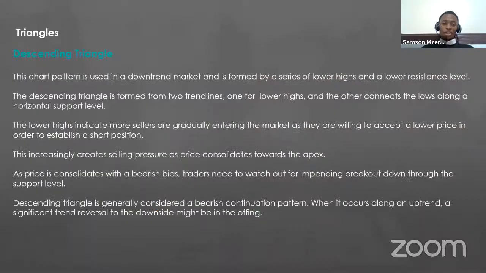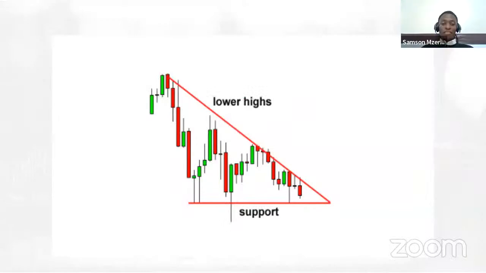Then we can go to the inverse, the opposite. For a descending triangle, maybe you can just show the image of an example. Yeah, sure. In this case, you'll have bears attempting to push the price lower, and bulls failing to take the price up. Every consecutive push that the bulls attempt has a high that is lower than the previous high. This shows you that the bulls are weakening in strength. It also shows you that the sellers are willing to accept lower prices as time progresses.